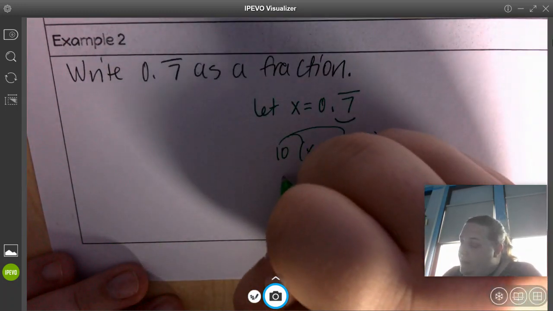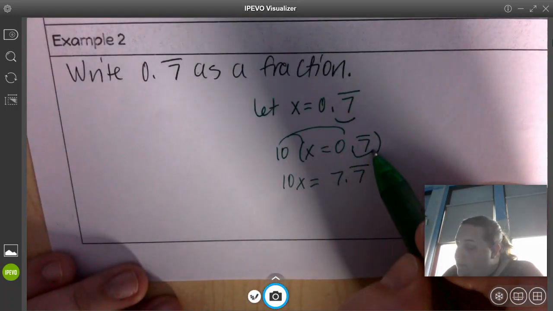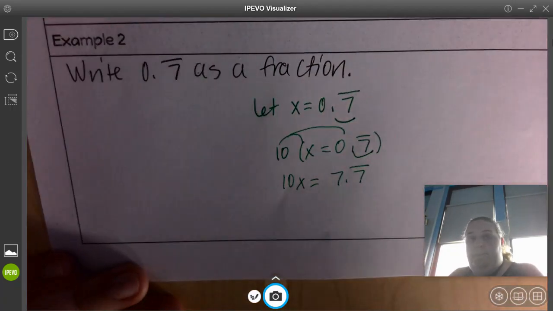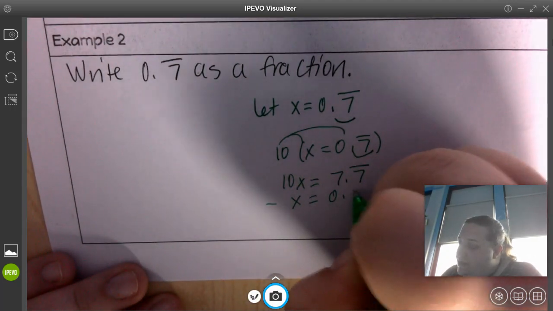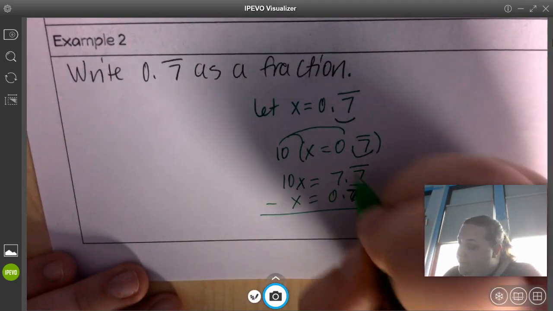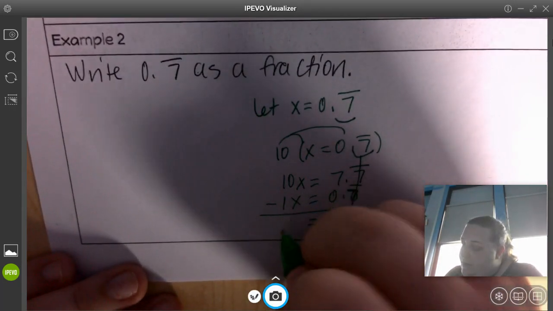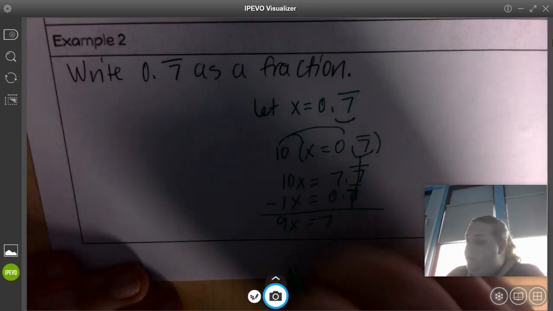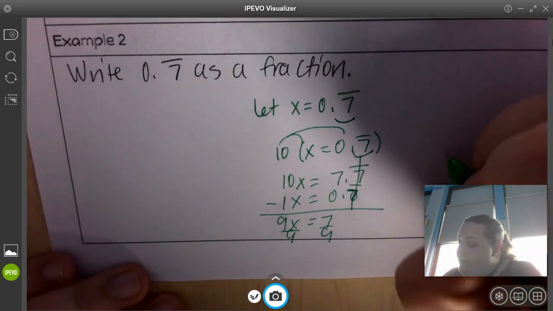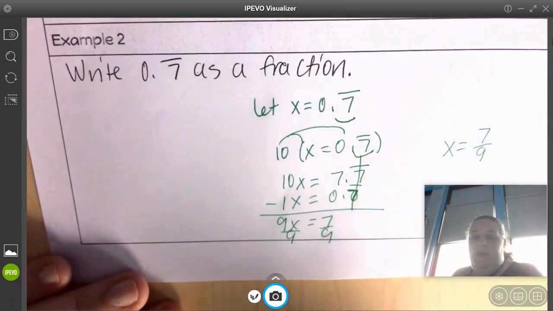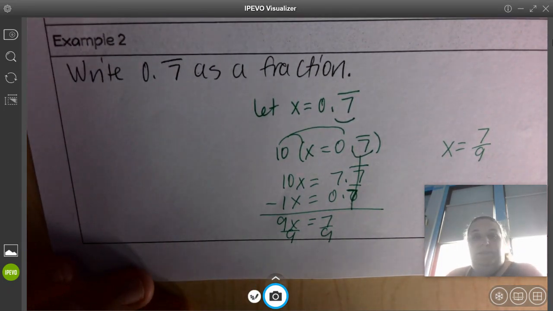So when I do that, I get 10x equals 7.7 repeating because I move it over once, giving me the whole number 7, and then that pattern continues to repeat. Okay. And then I subtract the original equation to get rid of that decimal because they're exactly the same. So 7 minus 0 is 7, and then over here I'm left with 9x. Now we know from solving equations we do the opposite of what we see. So we're going to go ahead and divide by 9 on both sides, but leave it as a fraction. So 0.7 repeating is the same as 7 ninths.